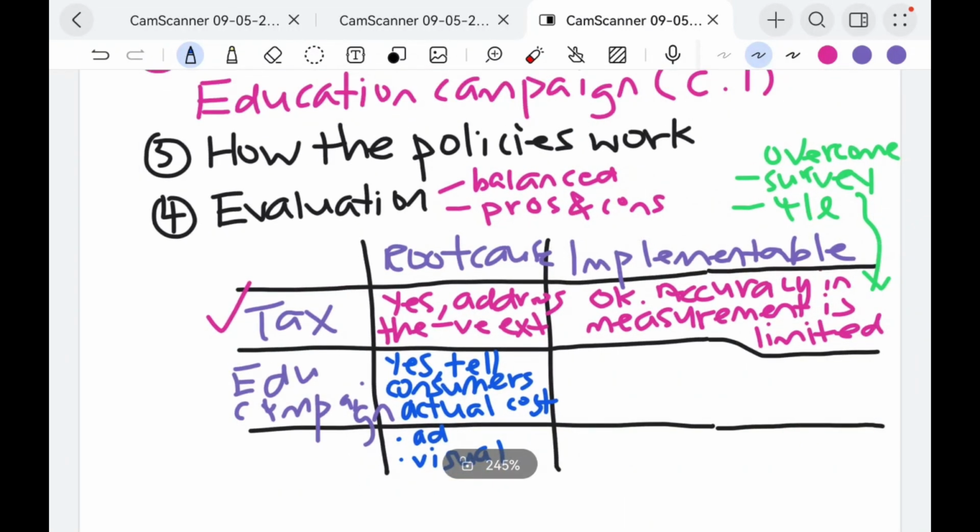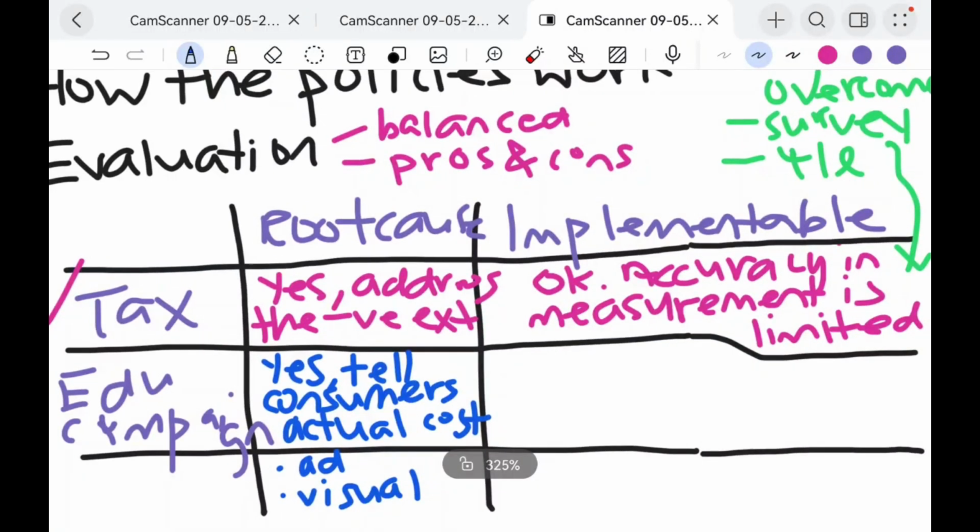Okay, then the implementable step. Okay, in terms of implementable, I would say it is also okay because it doesn't take a super long effort to do an advertisement. But again, talk about how easy it is to change people's mindset. Because when it is about education campaign, it is always about changing people's way of thinking, changing people's perception, which sometimes is very difficult because maybe some people don't care, they are not health conscious, they don't care about how the clothing will affect their skin or their health, or some people don't believe it.